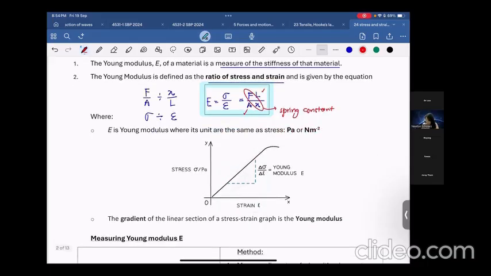Okay, if we want to find the Young modulus, we can plot the graph of stress against strain. Y divided by X is the gradient. The gradient represents your Young modulus, because the gradient is the y-axis divided by the x-axis. In this case, it is your stress over your strain. So this is Young modulus E.